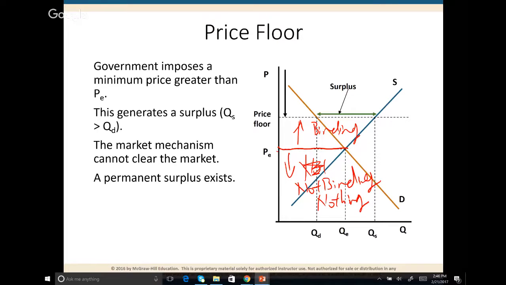So for this binding price floor, the price will be pushed higher. So this will be a new price now. At the new higher price, this is your quantity supplied on the supply curve, and this is your quantity demanded on the demand curve. So supply is more than demand, then we call this a surplus. So the downside of a binding price floor is that it creates some surplus in the economy. So again, guys, remember, for a price ceiling, if it's binding, you'll be creating some shortage. And for the price floor, if it's binding, you'll be creating some surplus in the economy.